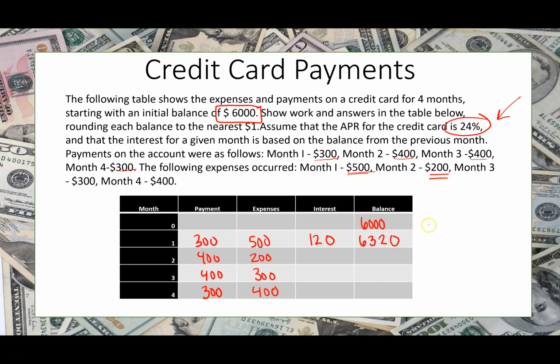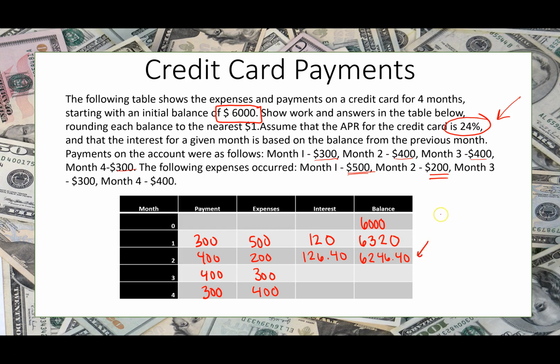All right, next time we're going to take 6,320, we're going to multiply that by 0.02. Okay, and that gives me for my interest for the next month $126.40. So now I'm going to take that 6,320, I'm going to subtract my 400, and I'm going to add a 200, and I'm going to add a 126.4. That gives me $6,246.40.